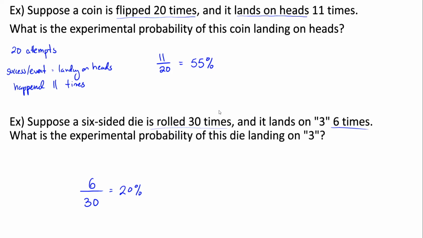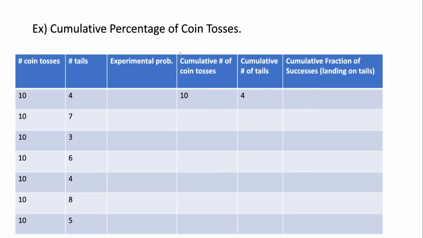Like in this last example over here, we flip the coin 20 times. 55% is somewhat close to 50%, but flipping the coin 20 times isn't a lot of times. What the law of large numbers is telling us is that if we flip this coin 100 times, 1,000 times, 1,000,000 times, that if we added up all of the times we got heads, it would probably come out to be a lot closer to 50% the more and more times you carry out the experiment. So we'll look at an example of this.